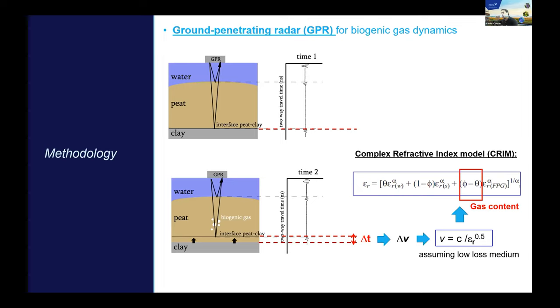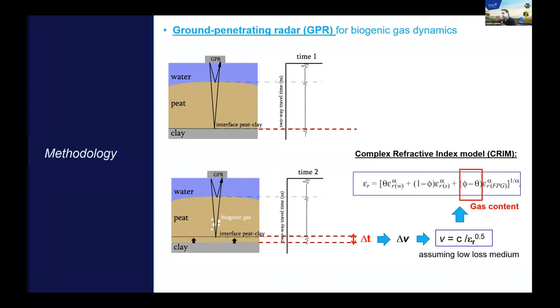slow down. So as we build gas in this soil, this interface is going to be pulled up. Obviously, not that the interface has physically moved, but the travel time to that interface has become faster because now we have a lot of gas. So it is with this change in travel time that we can infer a change in velocity.